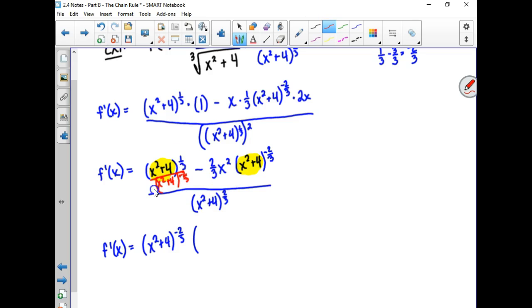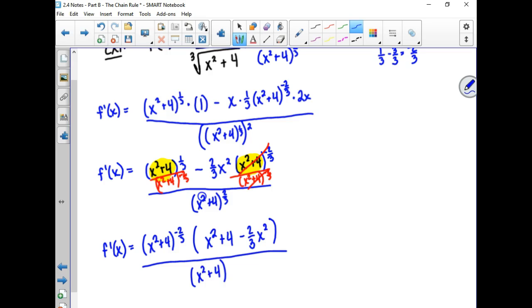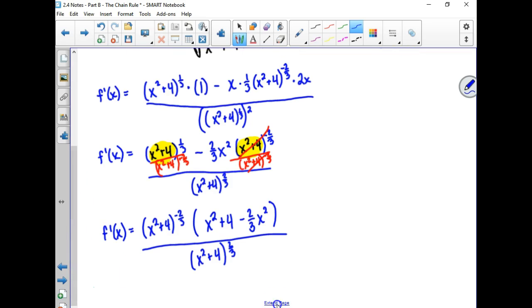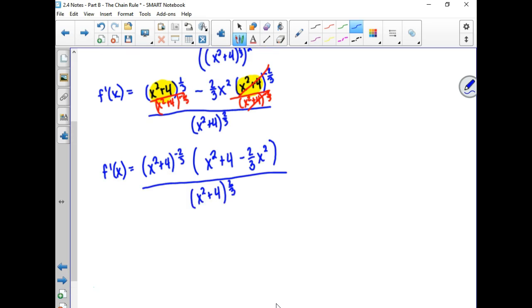So when I divide this by (x squared plus 4) to the negative 2/3, it's going to be 1, because 1/3 minus negative 2/3 is going to give us 1. You'll see that happens most of the time, which makes it simplify a little prettier. So this is going to be x squared plus 4. And then over here, when I divide by (x squared plus 4) to the negative 2/3, that's the same on top and bottom, so they just cancel out. So I get minus 2/3 x squared all over (x squared plus 4) to the 2/3 power. Is everybody with me there?